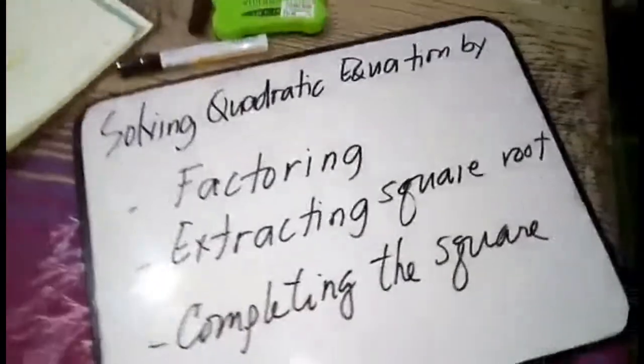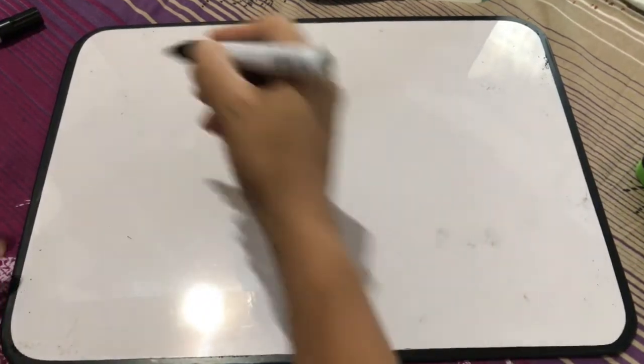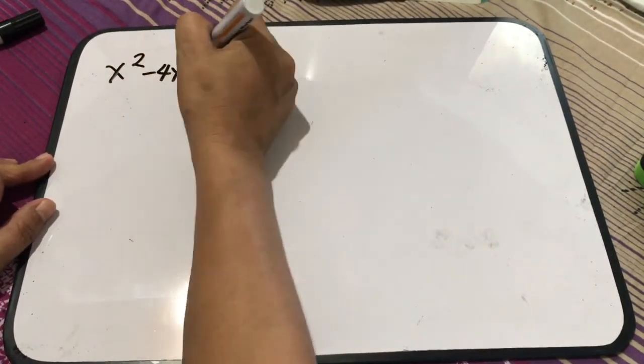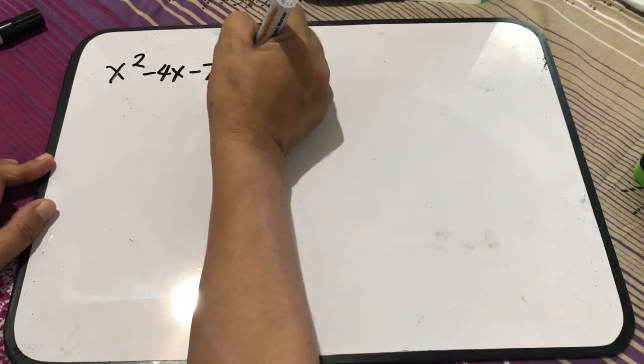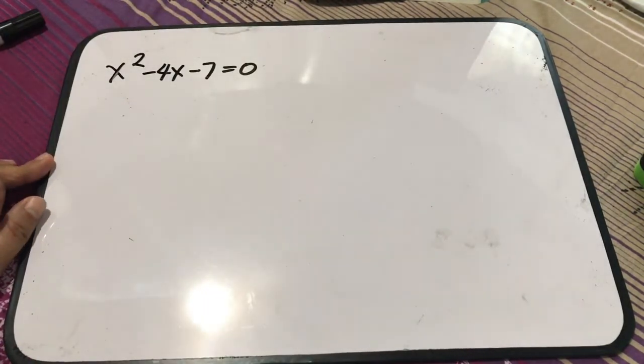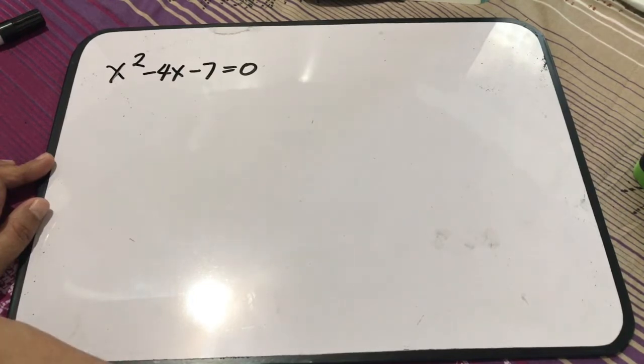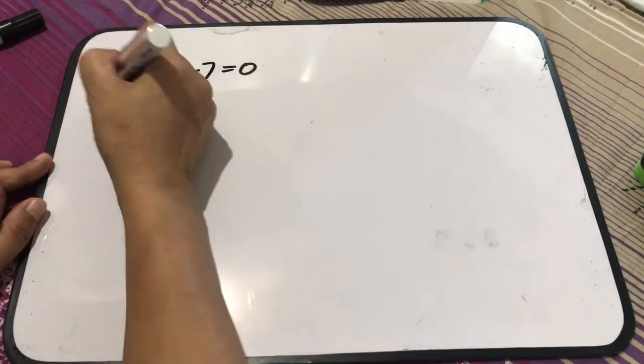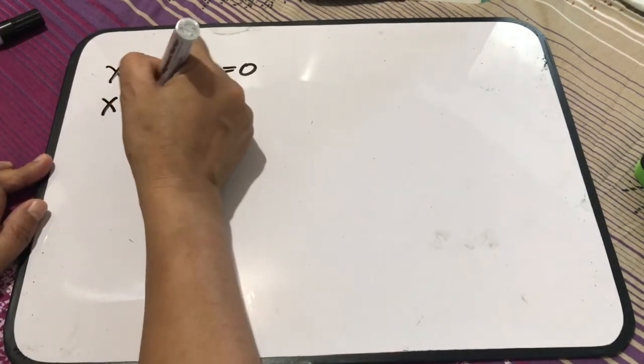So let's say, for example, we have x squared minus 4x minus 7 equals 0. So we are now solving a quadratic equation using the process of completing the square. Now, we know already how to complete the square.